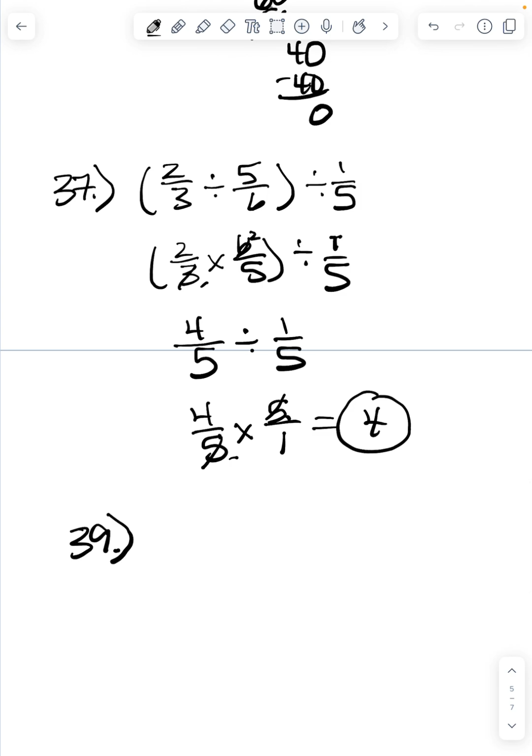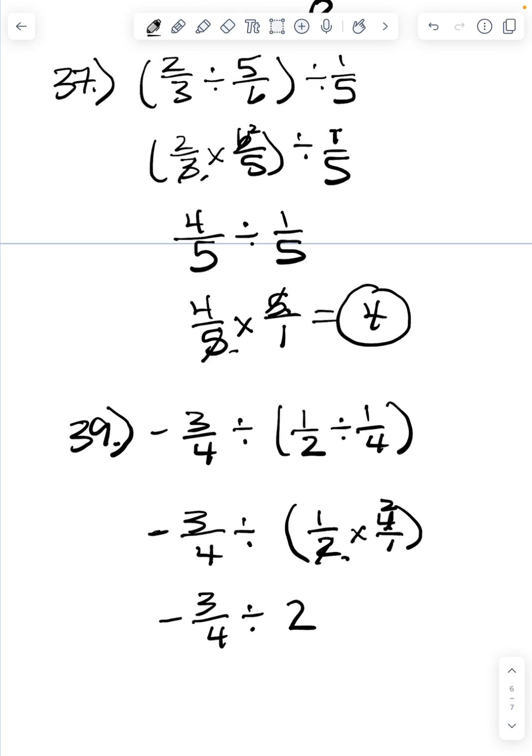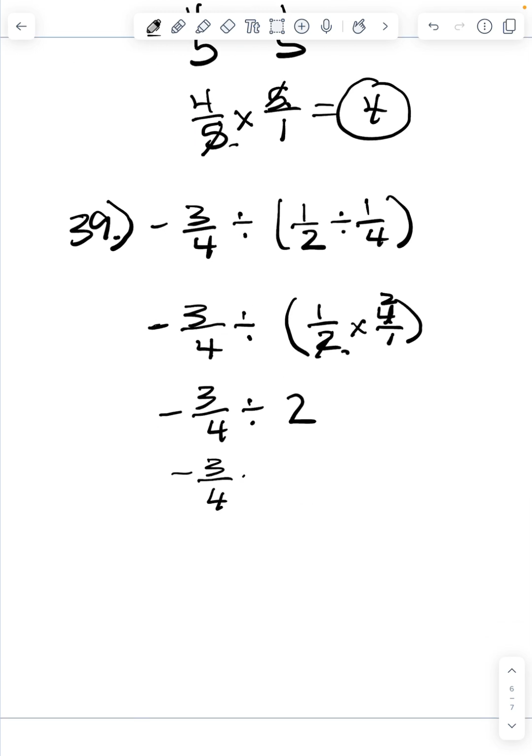Number 39 is -3/4 divided by 1/2 divided by 1/4. All right, so let's do -3/4 divided by, and see what happens inside here. We're going to keep the 1/2. We're going to multiply by the reciprocal, cancel. Let's rewrite. Okay, and then that's going to get me a 2. Okay, let's keep -3/4, multiply by the reciprocal of 2, which is 1/2, which is -3/8.